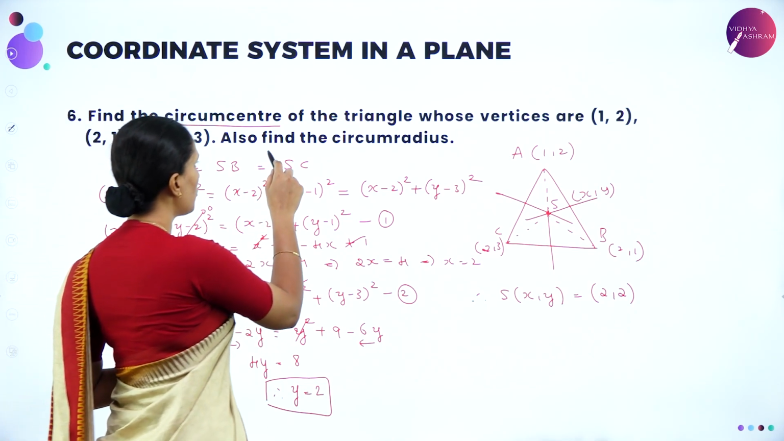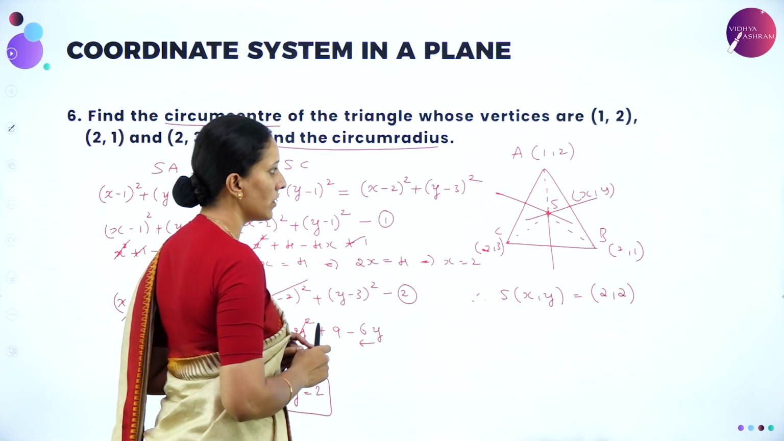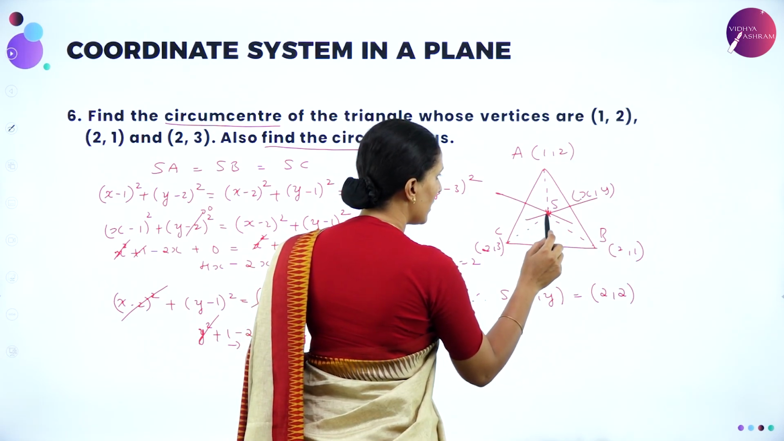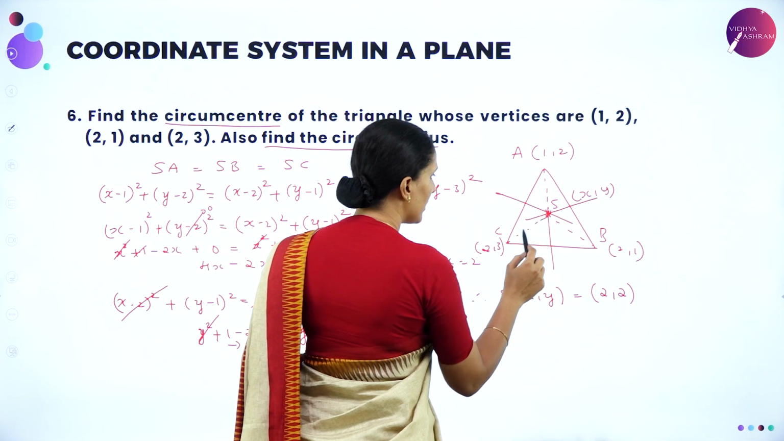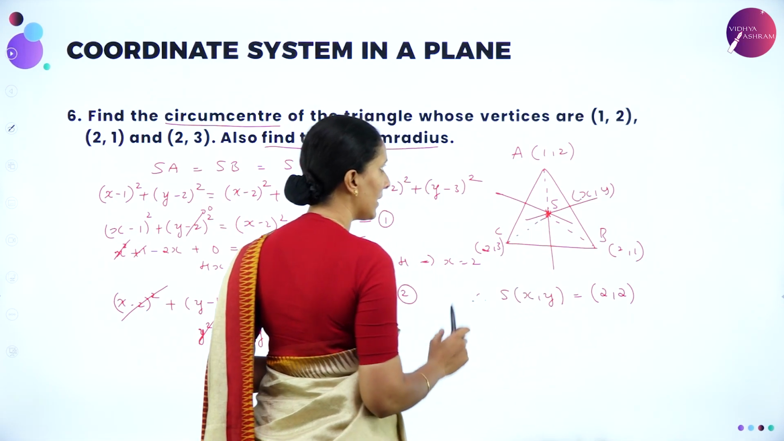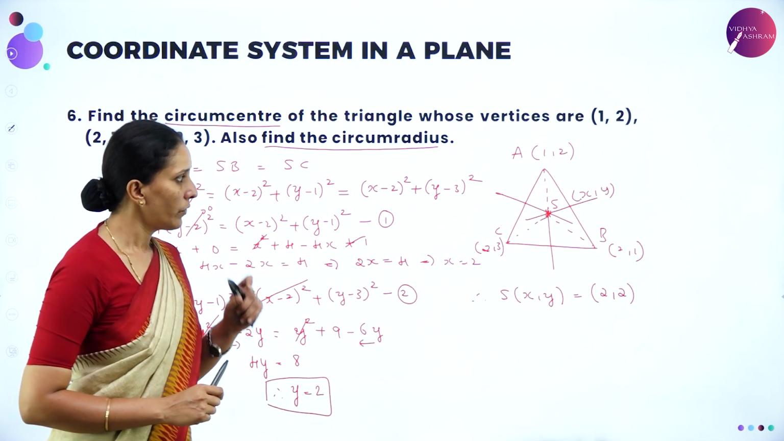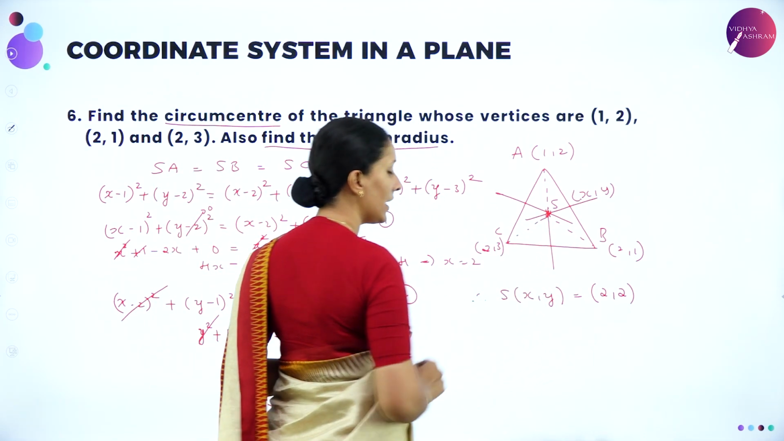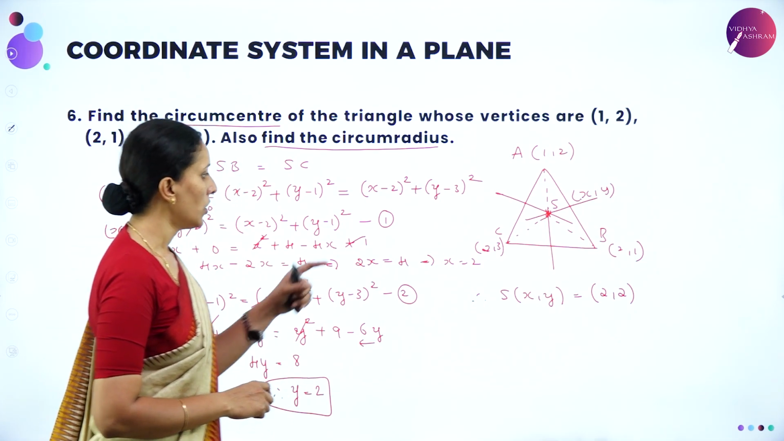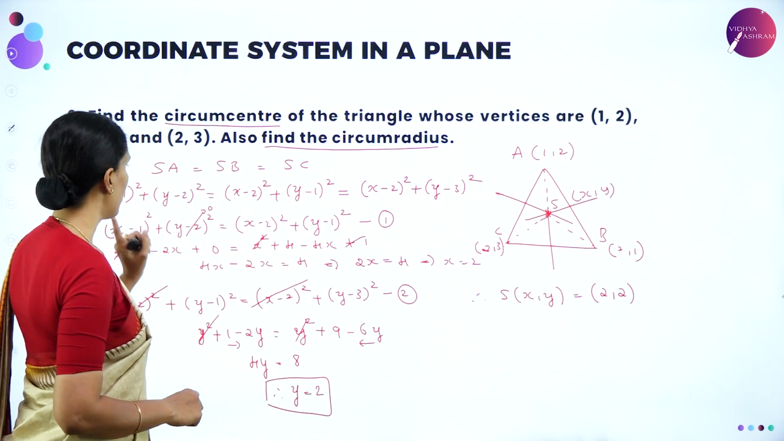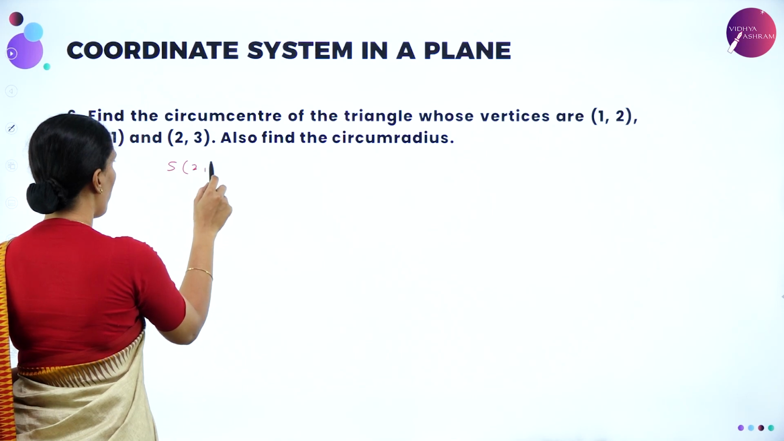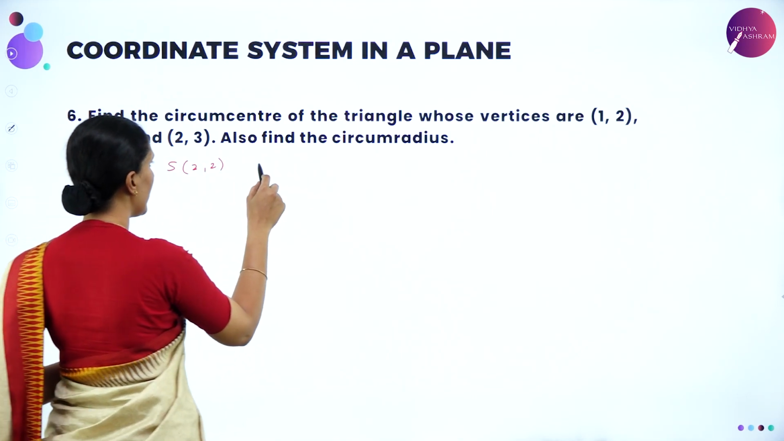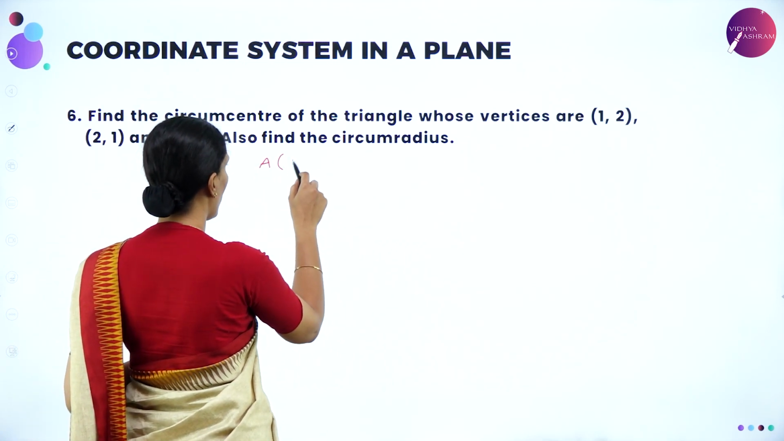They also asked us to find the circumradius. So, circumcenter means using this and taking this as a radius, we can calculate the radius of the circle. Which is nothing but we can calculate the distance between the circumcenter and any vertex of a triangle. So using SA, we got S as (2, 2), and let us calculate any one of the vertices. So consider point A, which we have taken as (1, 2).